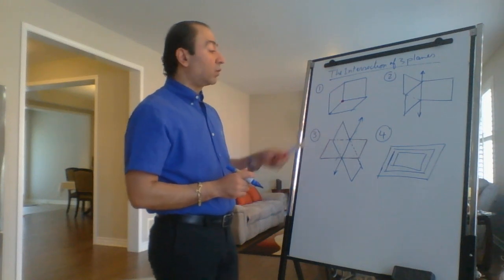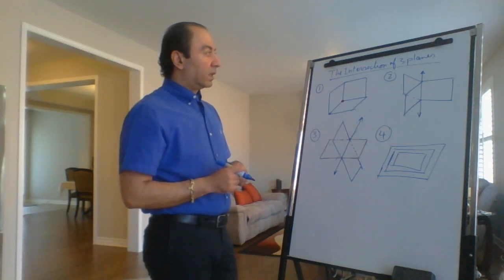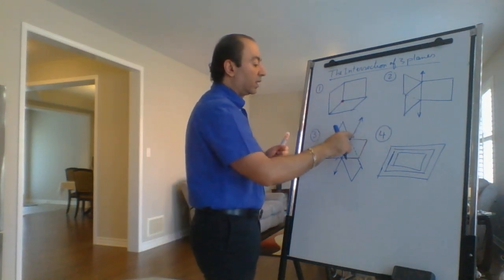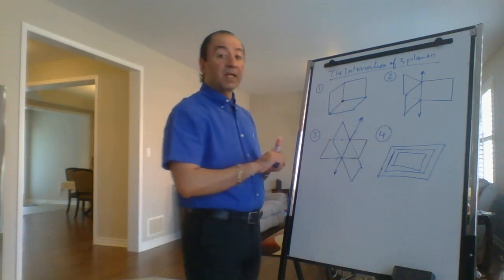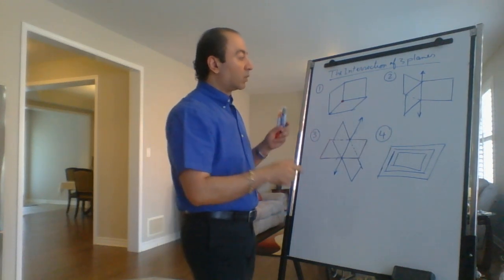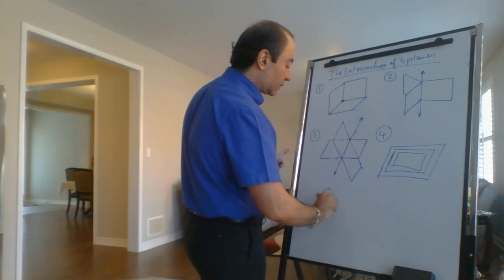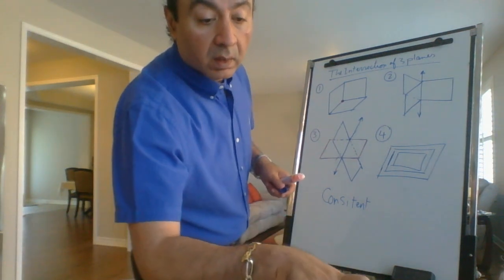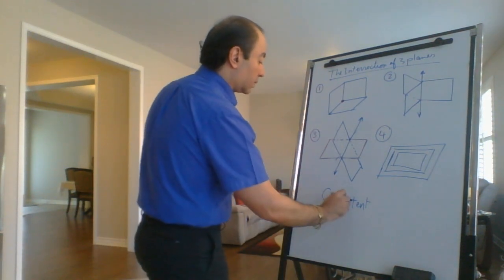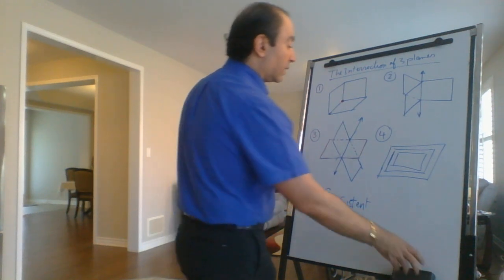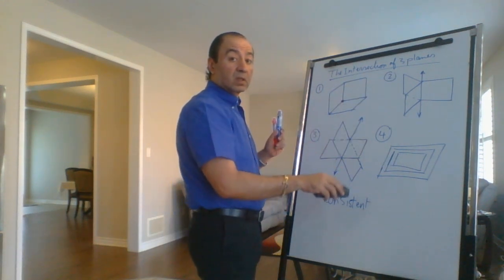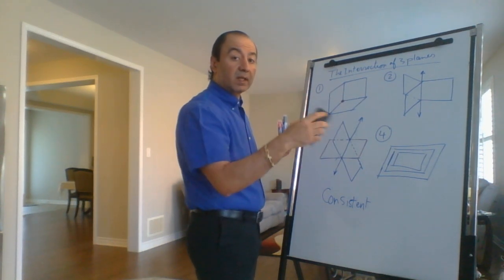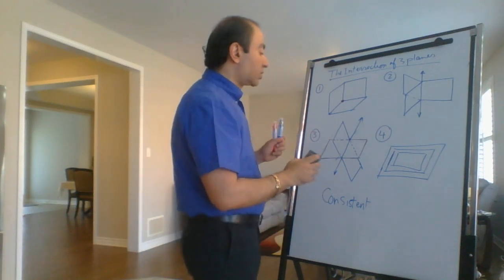Okay, so those are the 4 cases of consistent systems, when the 3 planes share either a point or a line or a plane. So this is a consistent system. Please draw those and have them numbered like this. That will make the next lesson, tomorrow's lesson, much easier.